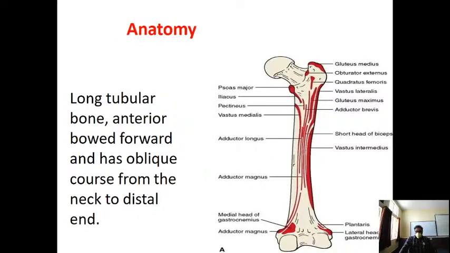Coming to the anatomy of the shaft of the femur, it is a long tubular bone with an anterior bow forward and has an oblique course from the neck to the distal line.